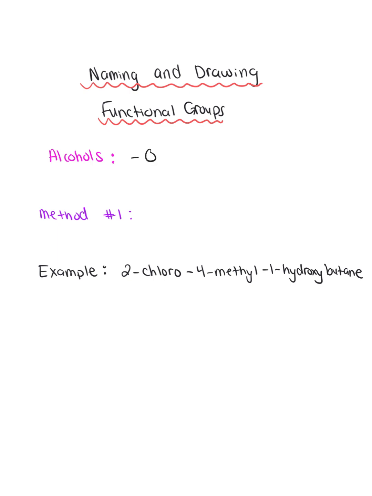For alcohols, the group is an OH group, and our first method is called the hydroxy method. So wherever we see an OH group, we're going to use the word hydroxy to identify that group. So we have an example, 2-chloro-4-methyl-1-hydroxybutane. We would start by drawing the parent chain, which is always the last word of the name. So but- represents 4 carbons, the -ane represents all single bonds between the carbons, and once we have that parent chain drawn, we can then draw the other groups.